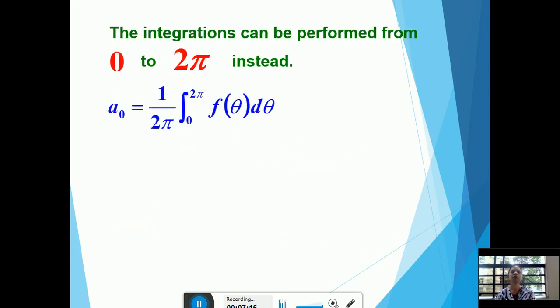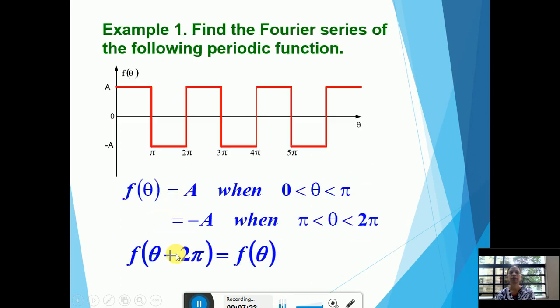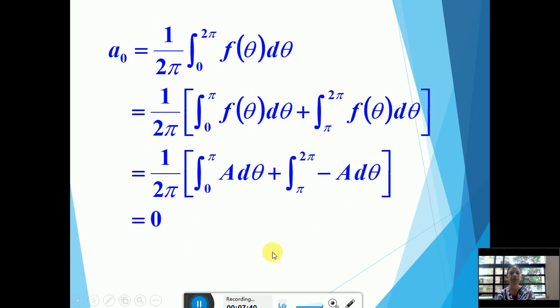The integration can be performed from 0 to 2 pi instead. Same thing, 1 by 2 pi, 1 by pi, 1 by pi. So for example, if you take the Fourier series of the following periodic function, the value, as you can see, between the limits 0 to pi is plus a, and from pi to 2 pi the value is minus a, and it is repeated. And f of theta plus 2 pi is f of theta. Therefore, it is a periodic function.